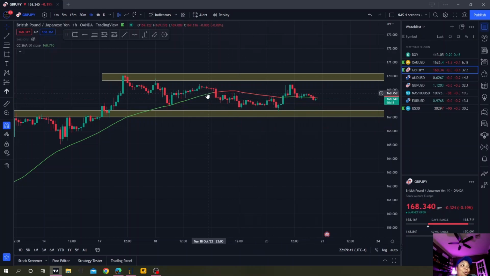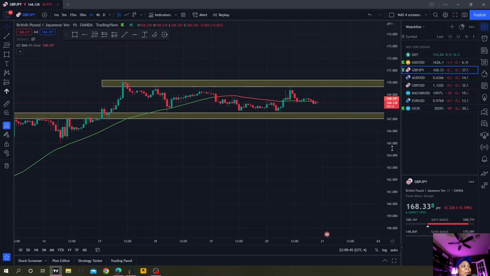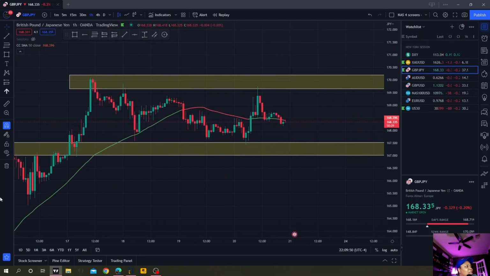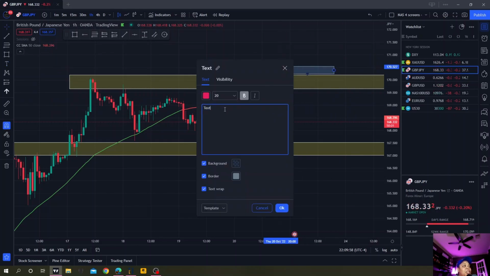It is in a range. So we want this to break above or below our range. Let's type that up here. So we've got two that are ranging on the 1 hour so far. So we're going to keep a good eye, because we could actually get some good trades out of these two when they break those areas.